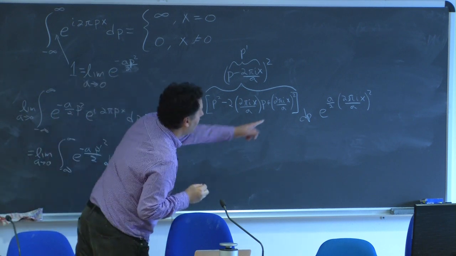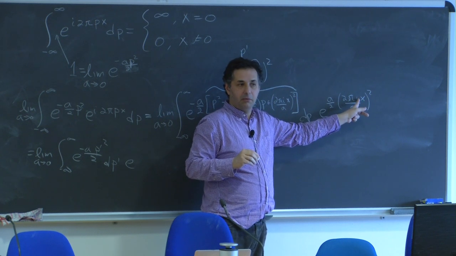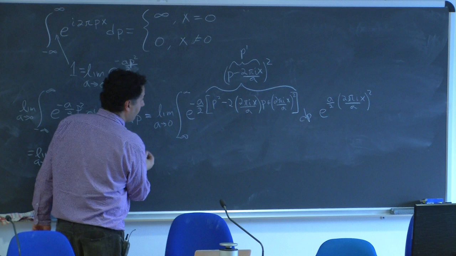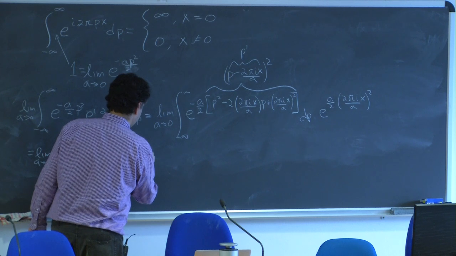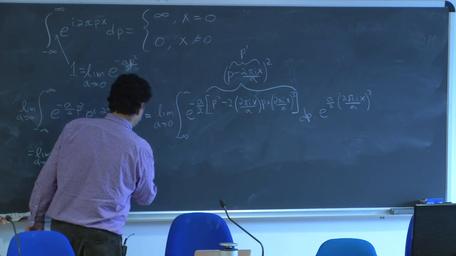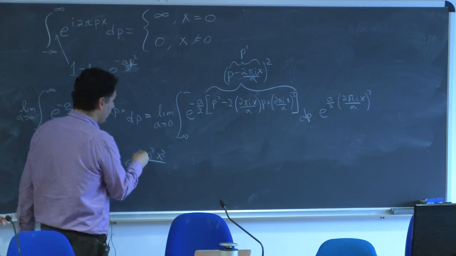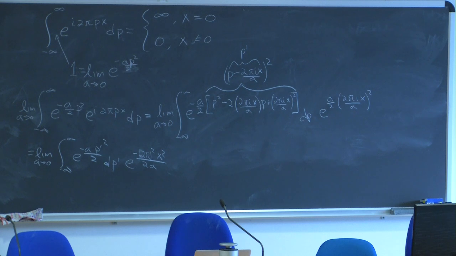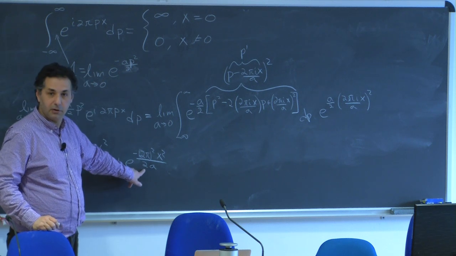And now I'm going to expand this square. So i squared is minus 1. Then I have 2 pi, well, let me say, 2 pi squared x squared divided by what? 2a, like that. And yes, because I left another.